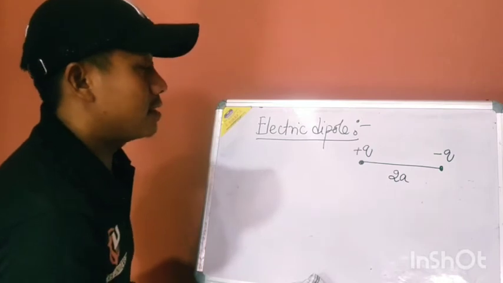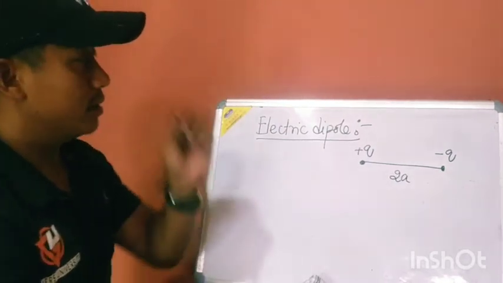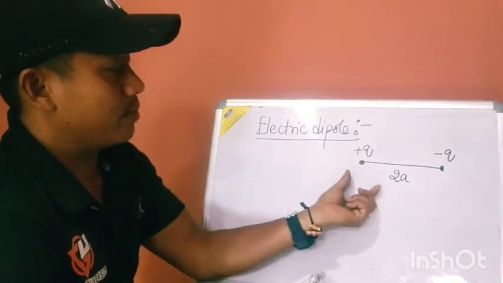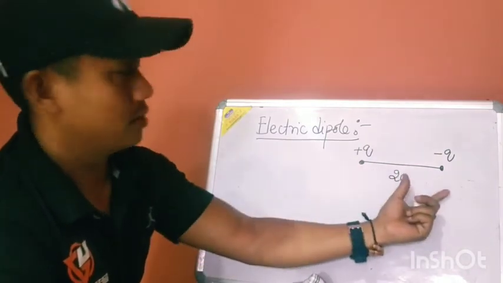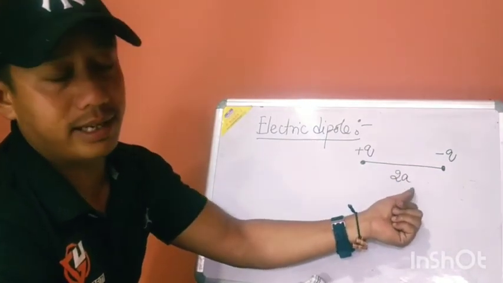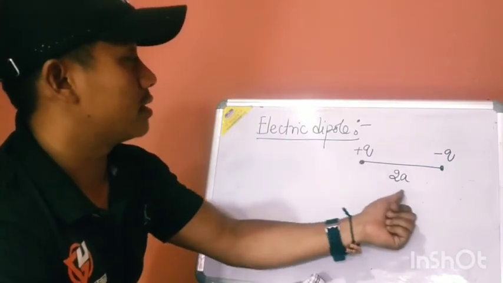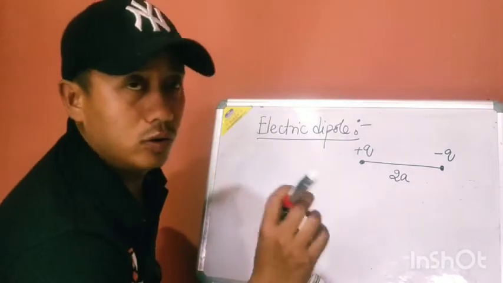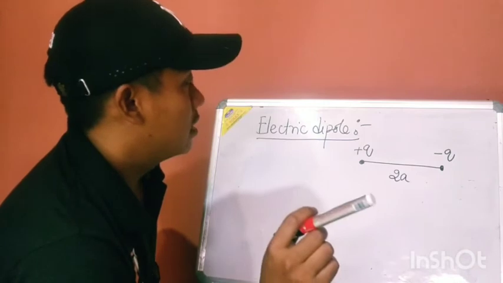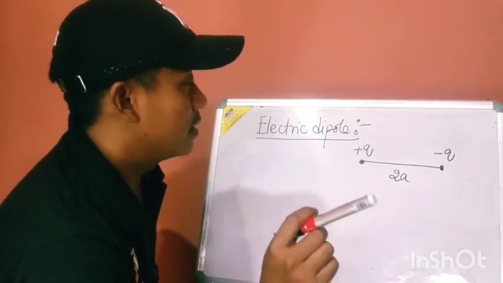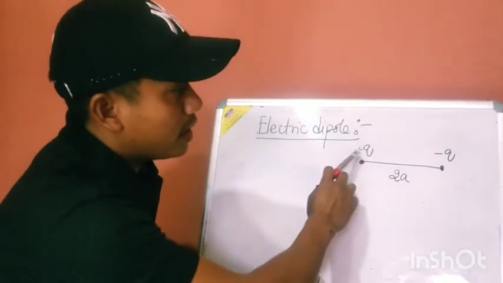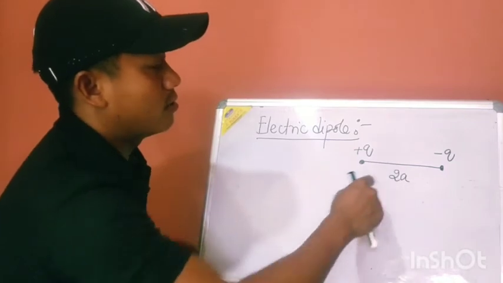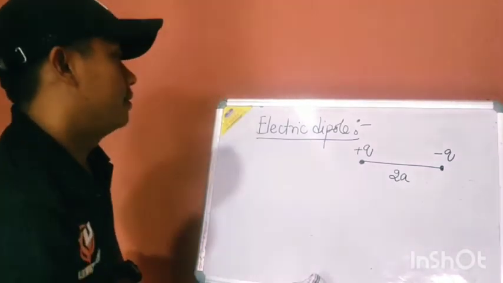Then such a system in which two equal and opposite charges are separated by a small distance of separation, which should be of the order of centimeter, is known as an electric dipole. So an electric dipole is defined as the system which consists of two equal and opposite charges separated by a small distance of separation, twice a.